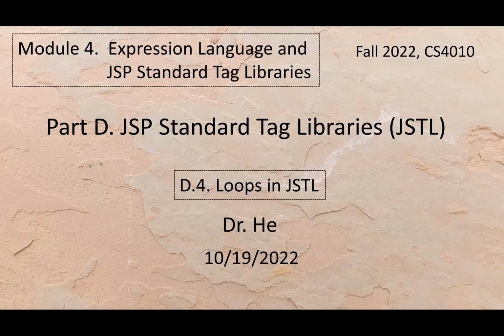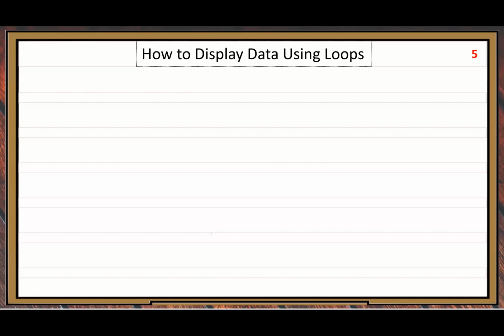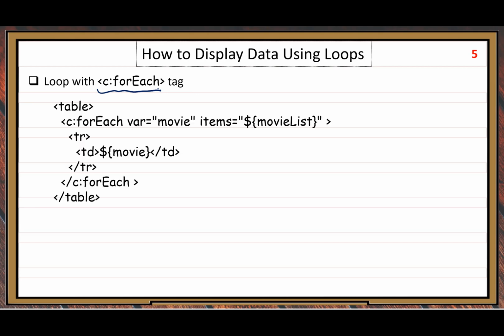D.4, loops in JSTL. Now, the drop-down lists, we need to display loops, right? Two drop-down lists. Here, let's look at how to display data using loops. Loop with the c:forEach tag, the forEach loop. In Java, we have the for-each loop, so we're familiar with that, right? Here, this is the JSTL version of the for-each loop, c:forEach. So how do we use it?